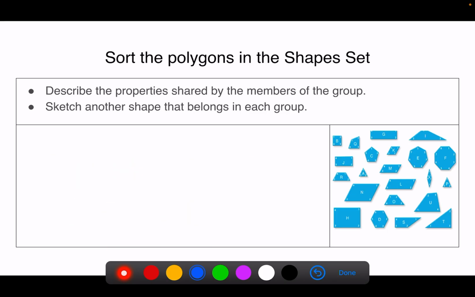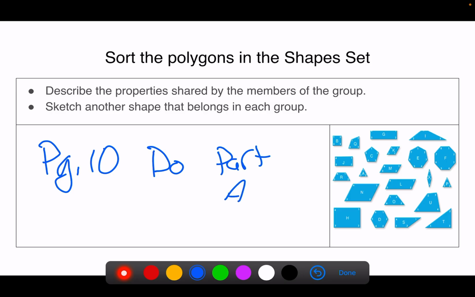Okay, now what I want you to do is in a second, I want you to pause the video and go to page 10 in your book. And I want you to do part A, number 1 and 2. Do parts 1 and 2 in your book on page 10, and then come back to the video. Okay, welcome back.